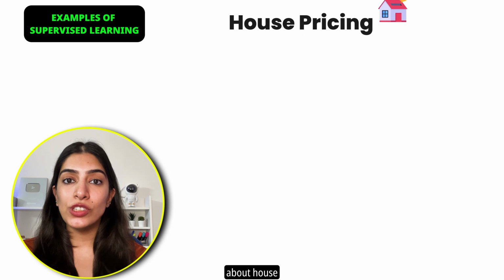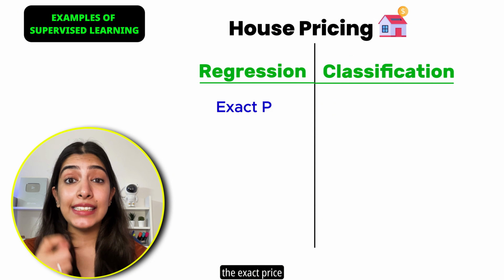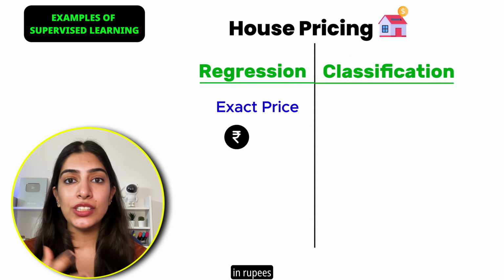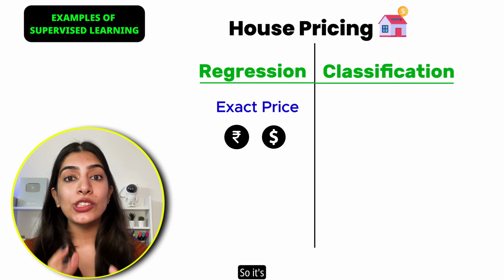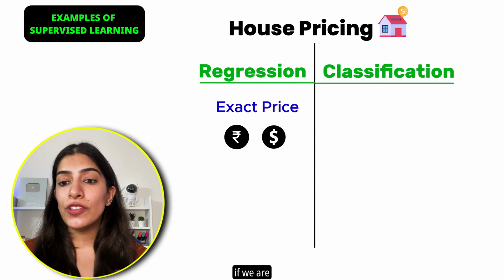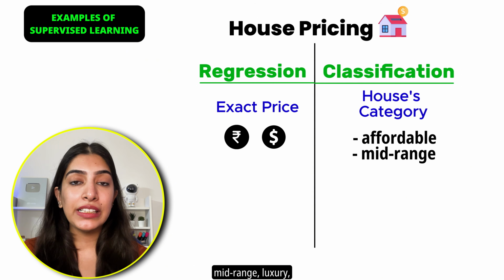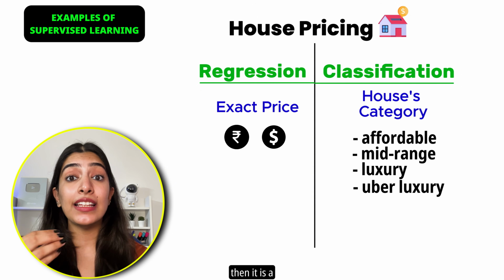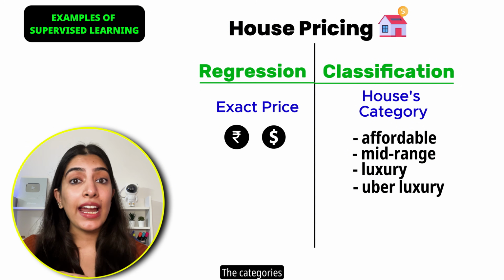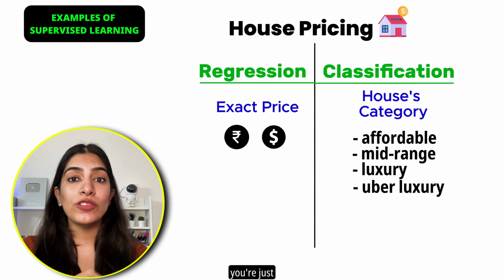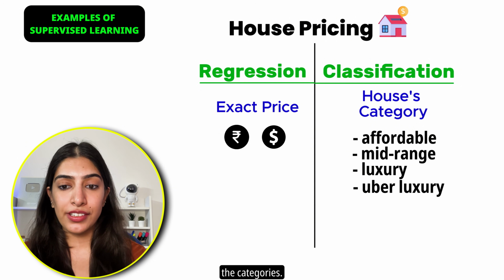If we talk about house pricing, if we are going to predict the exact price of the house, whether it's in rupees or dollars, it's a numerical value. So it's a regression problem. Versus if you're just predicting which category the house is going to belong to, you're just classifying it into affordable, mid-range, luxury or uber luxury category, then it is a classification problem. The categories, you already know them, you're just classifying them into one of the categories.